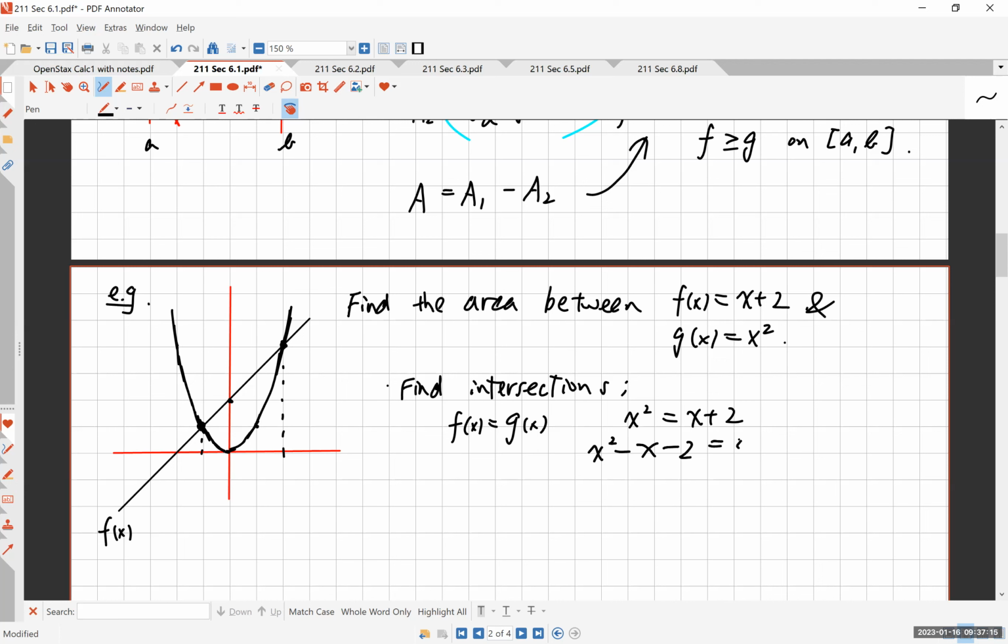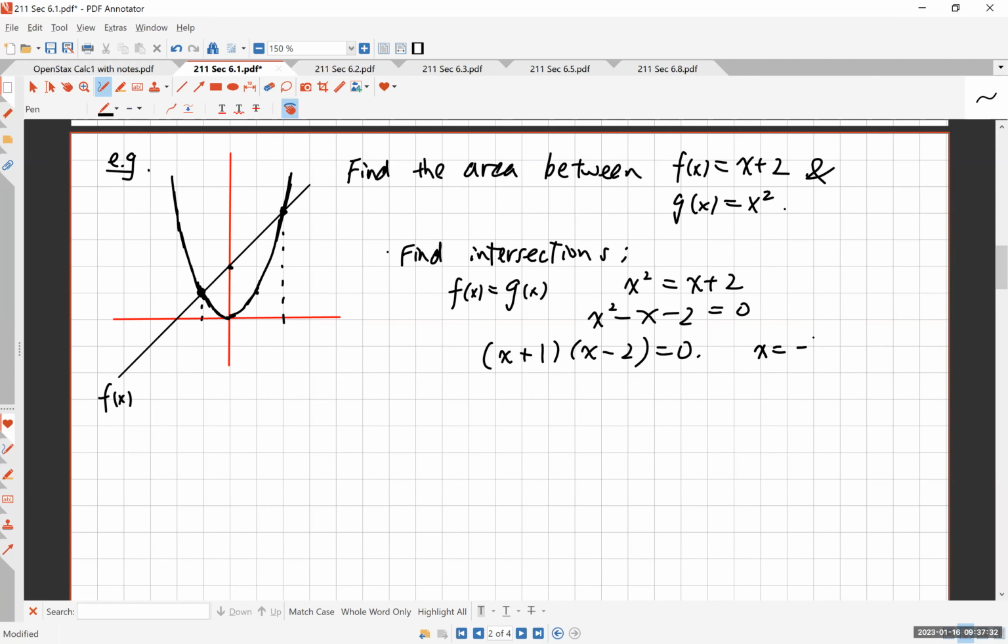And of course, this involves algebraic manipulation. x1 and x2, no, that's not true. x plus 1 and x minus 2 is how you factor this. And using the zero property, you can say x must be -1 or 2. And so these are the 2 intersection points.